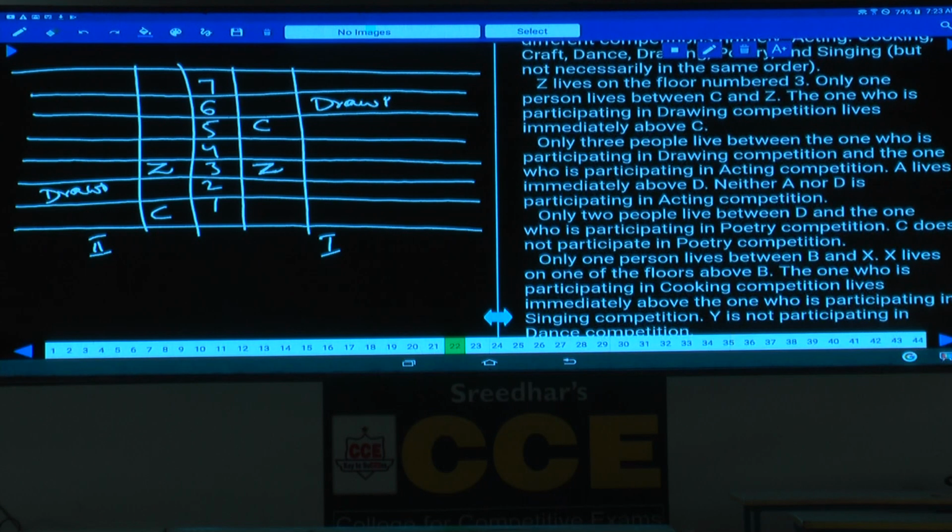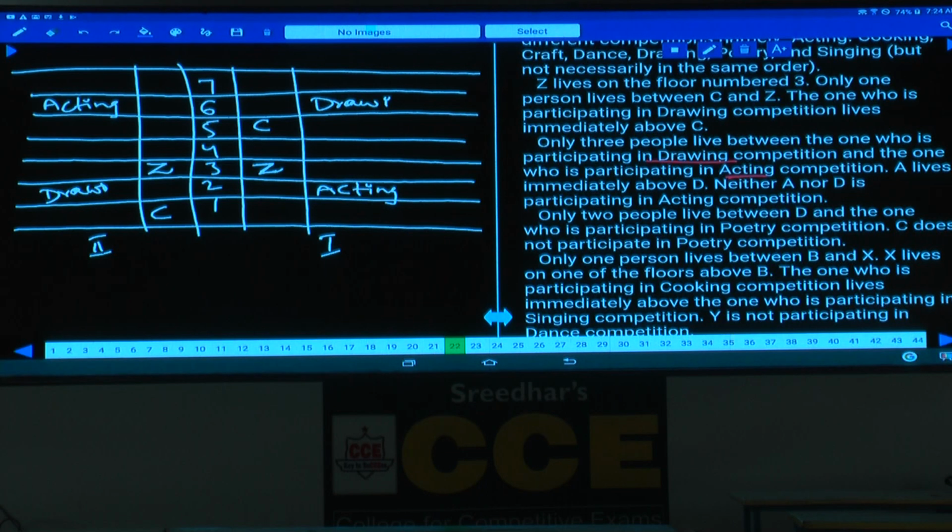Next one. Only 3 people live between the one who is participating in drawing and the one who is participating in acting. How many persons are in between drawing and acting? There are exactly 3. Now in case 1, 1, 2, 3. Drawing and 3 people between drawing and acting. 1, 2, 3. Acting will be here. Exactly 3 people between drawing and acting. Here also exactly 3 people between drawing and acting.